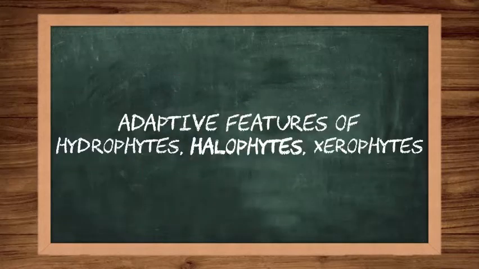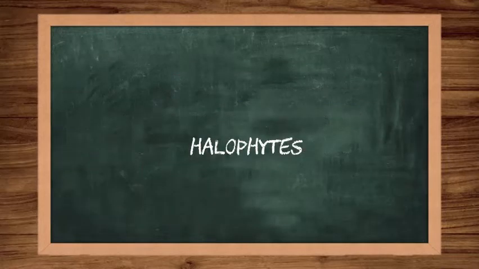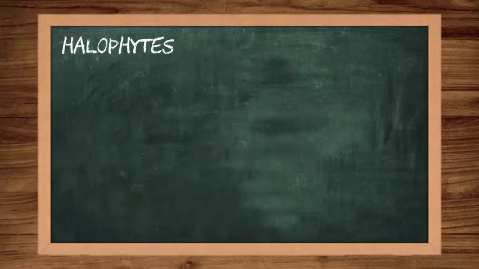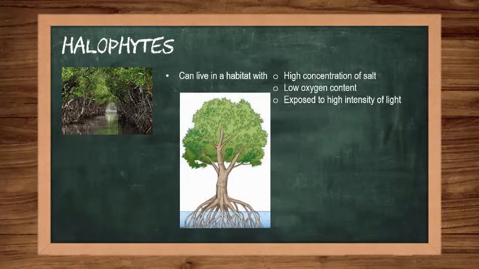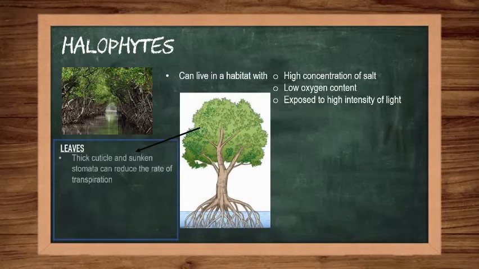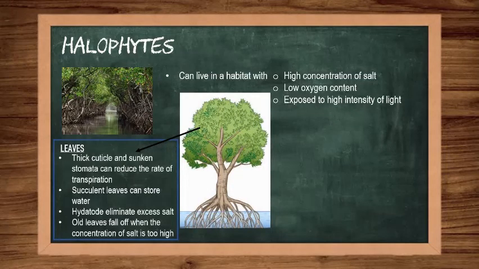Now I'm back to the adaptive features of halophytes. I choose the mangrove tree as our example. Halophytes can live in a habitat with a high concentration of salt, low oxygen content, and high intensity of light. As for the leaves, leaves with a thick cuticle and sunken stomata can reduce the rate of transpiration. Succulent leaves can store water.